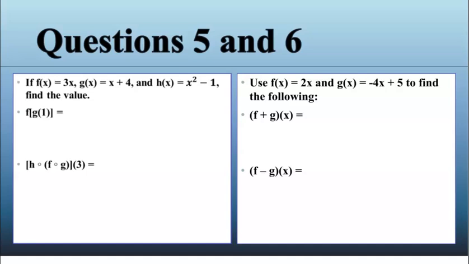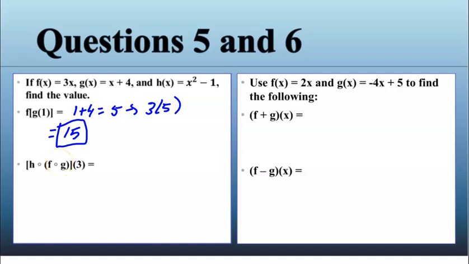Question 5. If f of x equals 3x, g of x equals x plus 4, and h of x equals x squared minus 1, find the value. So here they're saying if you put 1 in for x in g of x, and then whatever answer you get for that, put that in for x in f of x, what would your solution be? So the first thing I'm going to do is put 1 in for x for g of x. So that's going to be 1 plus 4, which is going to give us 5. Now I'm going to put that in for f of x. So this is 3 times 5. So my answer would be 15.